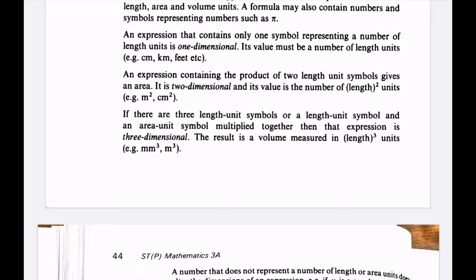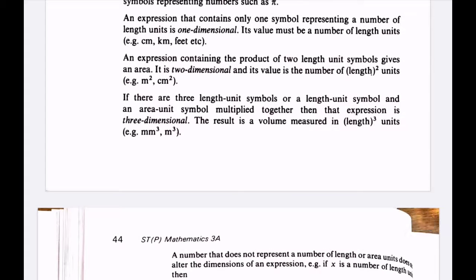It is two-dimensional and its value is the number of length square. So the unit will be m square, cm square, or like this. This is for two-dimensional. And for three-dimensional, if there are three length unit symbols, or length unit symbols and an area unit symbol multiplied, length by width, that will be measured in cubes, like mm3, mm square, like this.